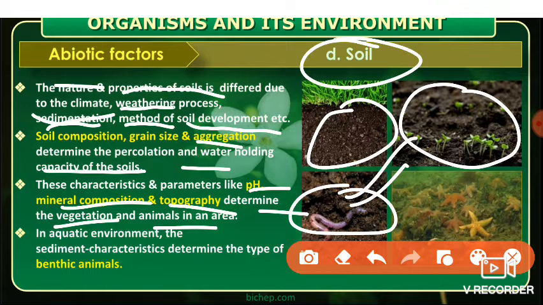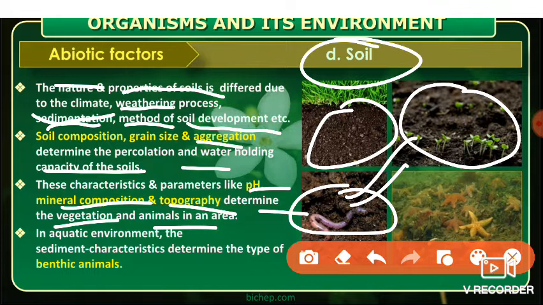Vegetation and animals present in a particular area depend on the pH, how much pH the soil has, the mineral composition, what type of minerals it contains, and then topography. Topography here means the layer of that soil.